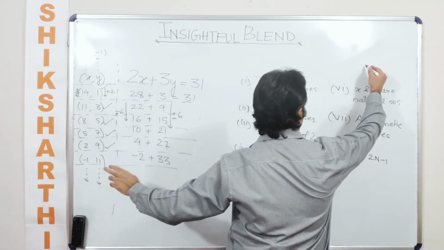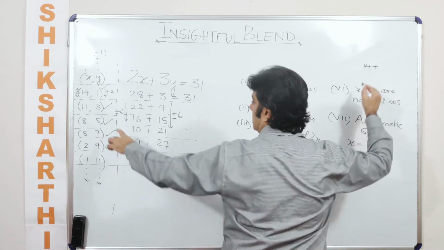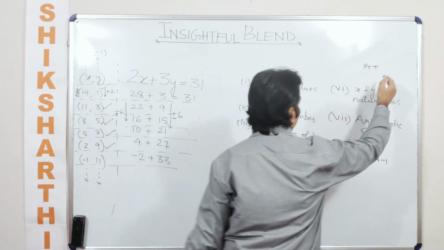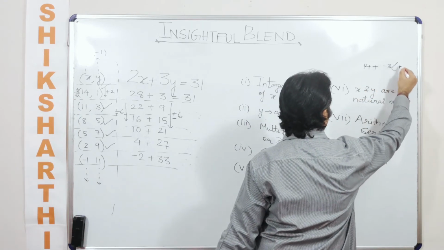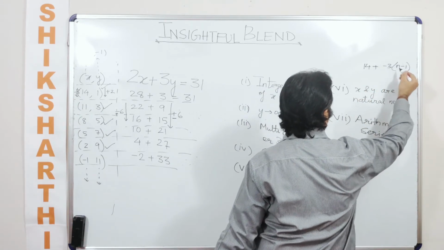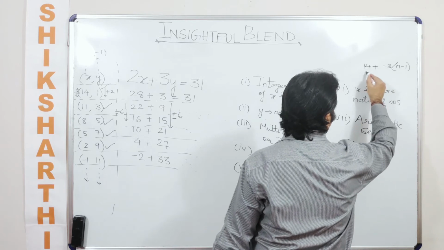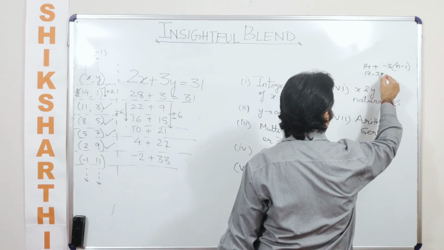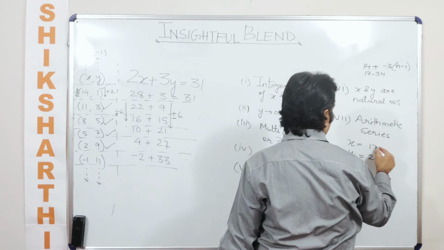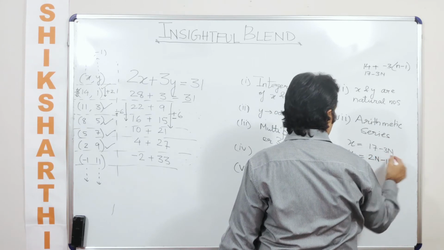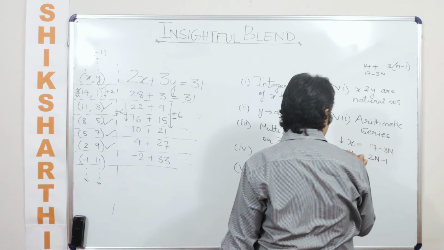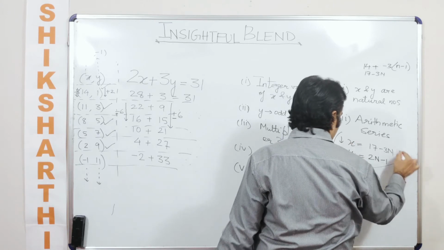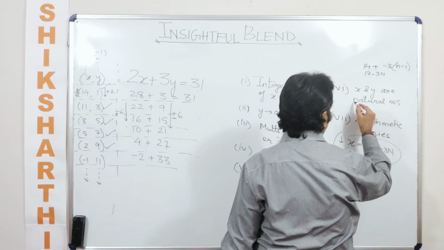Yes. So which is just like saying 14 plus, now this decreases by 3, so minus 3 times n minus 1. Which is just like saying 17 minus 3n. Now this is the case when x is decreasing and y is increasing. And what is n here? n is a natural number.